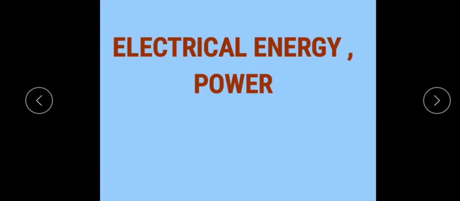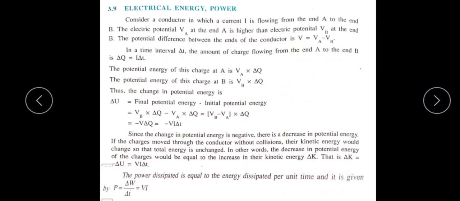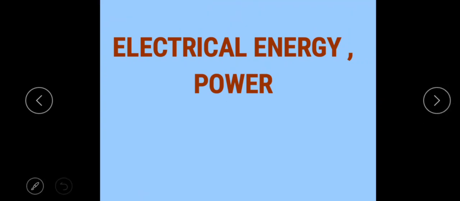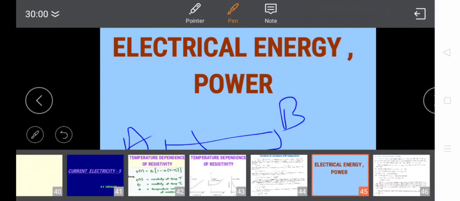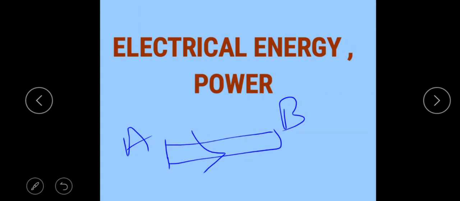Then the next topic is electrical energy and power. Now we want to explain the concept of electrical energy and power. Let us consider a conductor, this is end A and this is end B, in which current I is flowing from end A to end B. So the direction of flow of current is from end A to B. The current I is flowing from end A to end B.